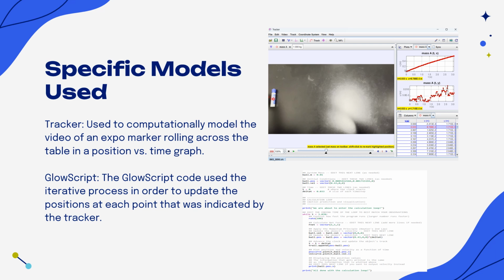The specific models that we used were, first, Tracker, which is a computational model in which we put in our video of the expo marker rolling across the table, and it gave us a position versus time graph. Then with the GlowScript code, we used the iterative process of updating position in order to update those positions at each point indicated by Tracker. However, Tracker was used for our experimental graph, and GlowScript was used for our actual graph.